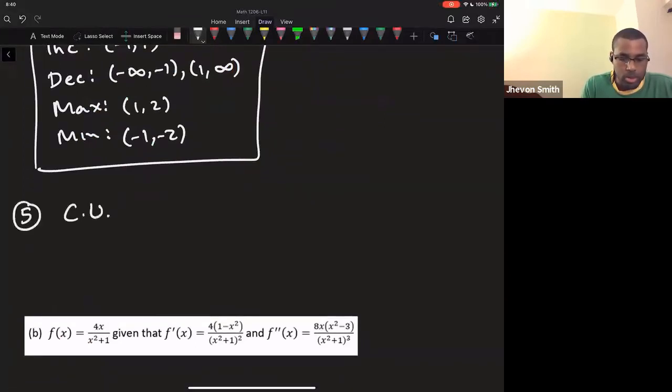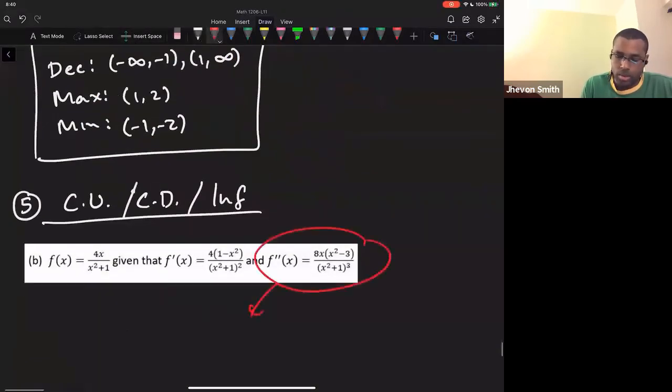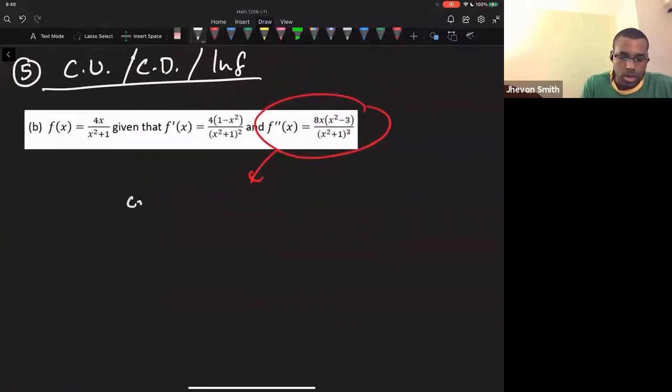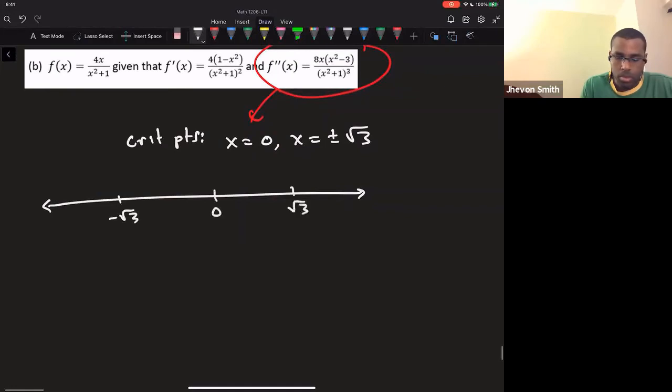Move on to step 5. We're going to do concave up, concave down, inflections. Here we're going to use the second derivative. So we're going to have the critical points. This is going to be x equals 0 or x equals plus or minus rad 3. Plug in some random numbers like minus 2 is over here, minus 1 is over here, 1 is over here, 2 is over here.